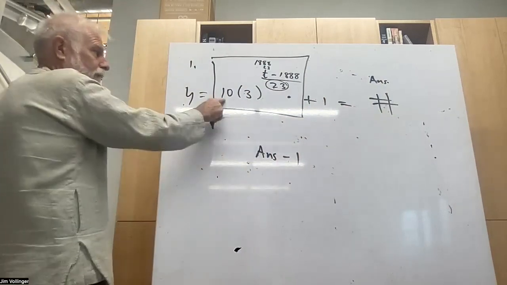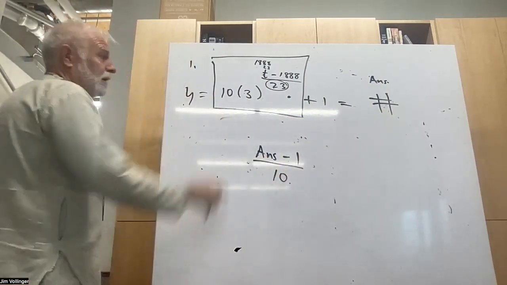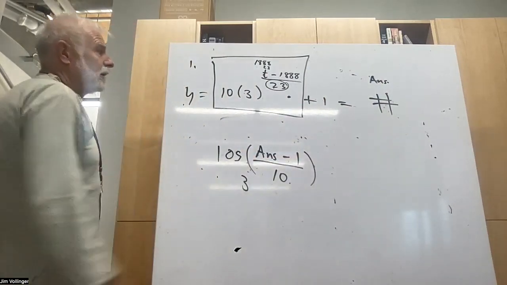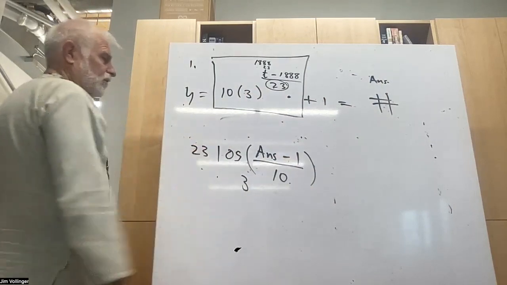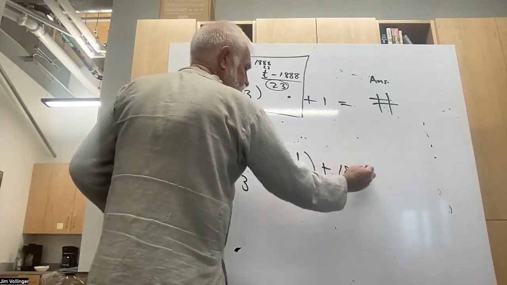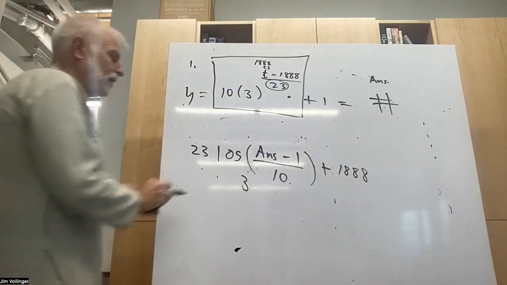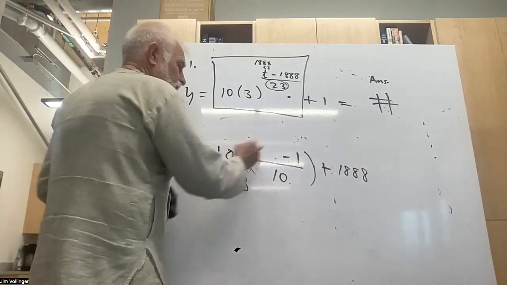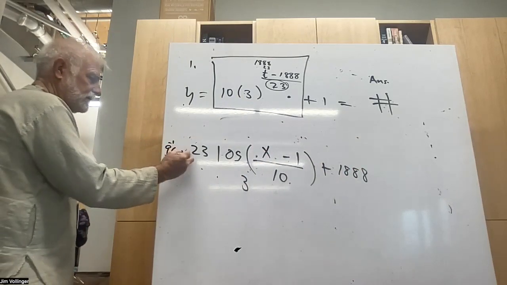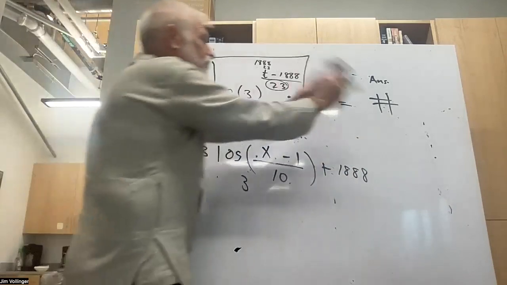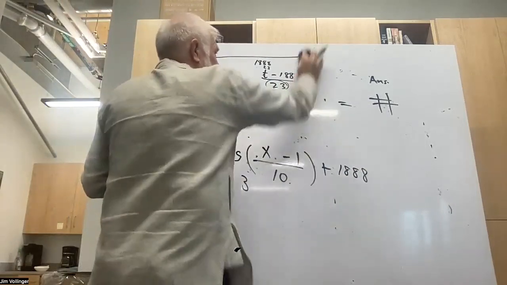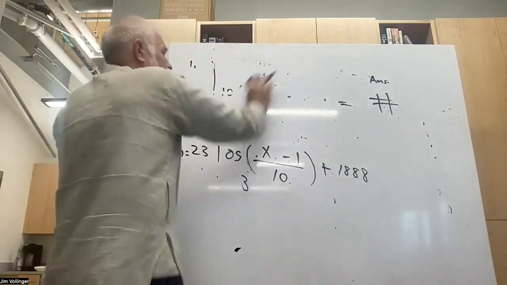So let's take our answers and do what? Subtract 1. Divide by 10. 3 to the becomes log base 3. Some of you are probably getting that now. Dividing by 23, multiplying by 23, and adding 1888. Okay, and now, instead of answers, we'll put the letter X. So we now have a function based on X that takes me from my answers back to the years. And I might as well graph that for you.